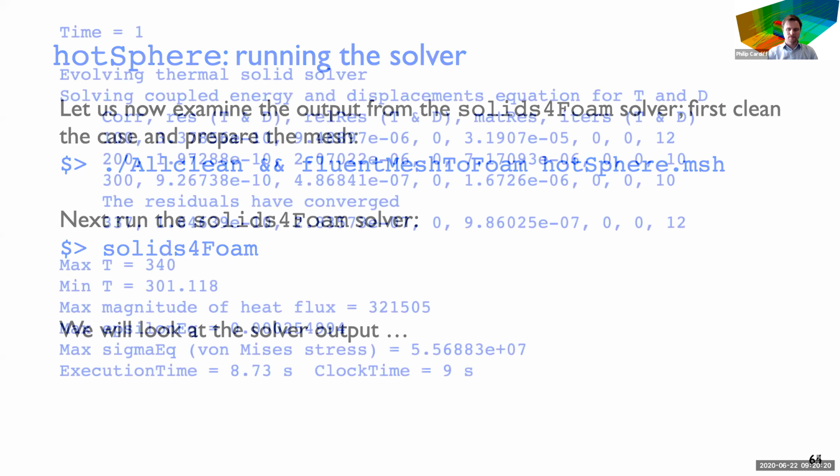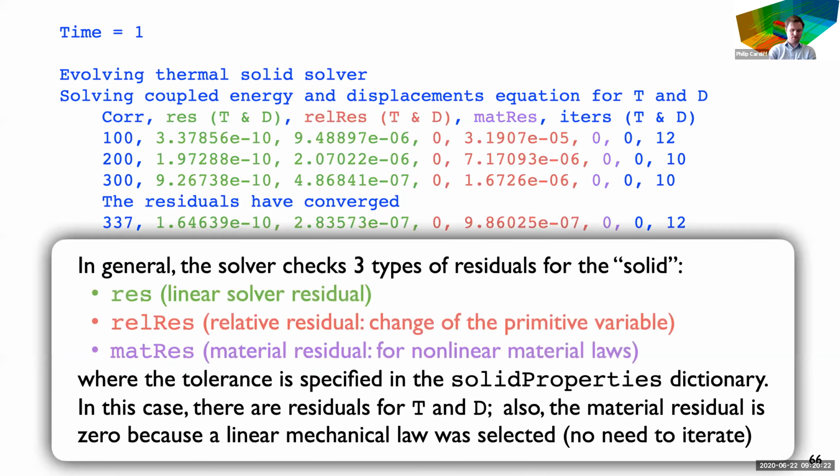So that's just running it. Now for the residuals that are printed out. In general, solids4Foam prints out 3 types of residuals for solid models. It prints out something it calls the res in green, something the rel res in red, and the mat res. When you have T and D, you'll have 2 of each of the res and rel res. But when you've just D, you'll only have 1 of each of those.